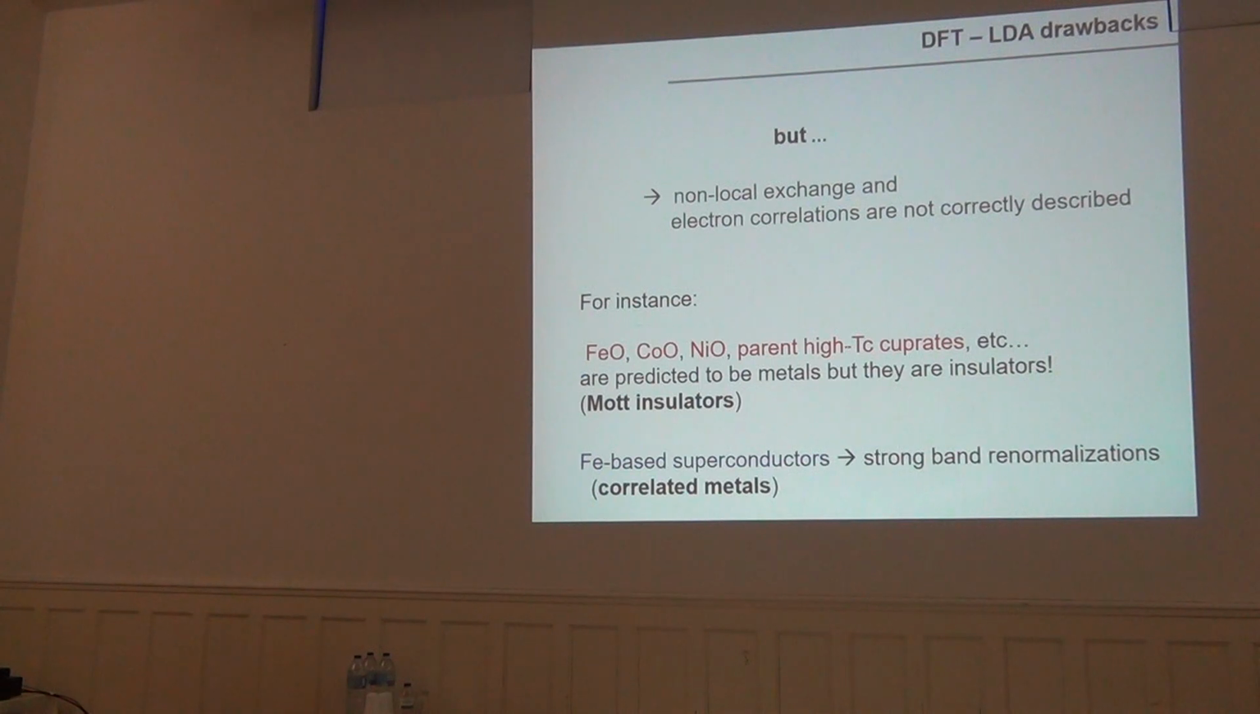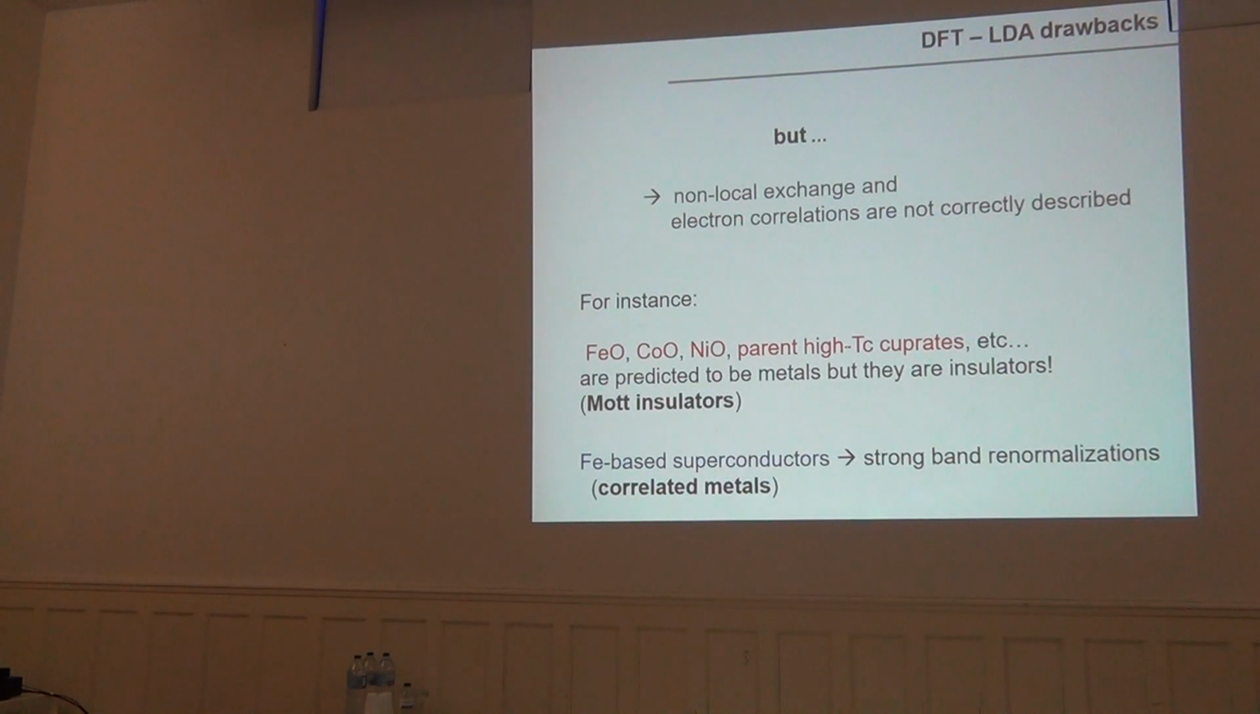Okay. Since I don't have much time, my time is over, let me tell you a little bit about the drawbacks. As I say, it's a very powerful theory, but you saw where we do the approximations. We do approximations in the non-local exchange, and we do approximations in the electron correlation. This is the exchange correlation functional. That is where we do the approximation, and there are many systems that are not correctly predicted. For instance, let's take all these oxides.